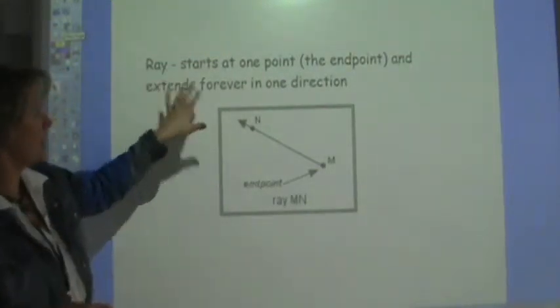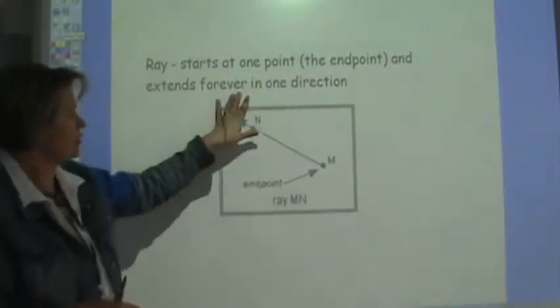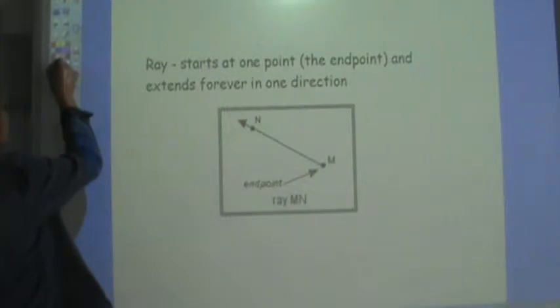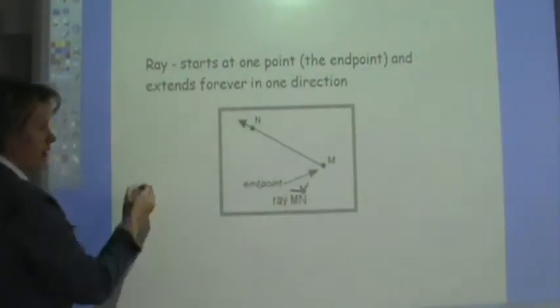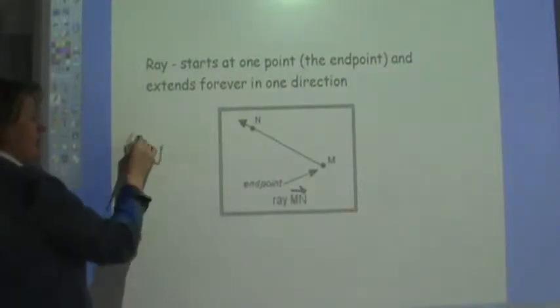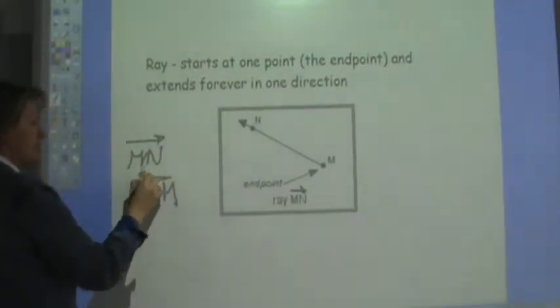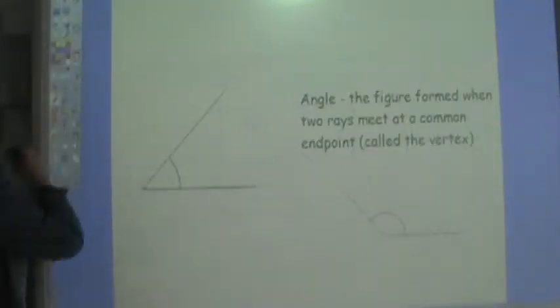We have a ray, looks like this. It starts at one point, called the endpoint, and it extends forever in one direction. So we would call this ray MN, and it would start at M and go through N, so that's how we could write that as well. That means that M is your endpoint and it's traveling through N.